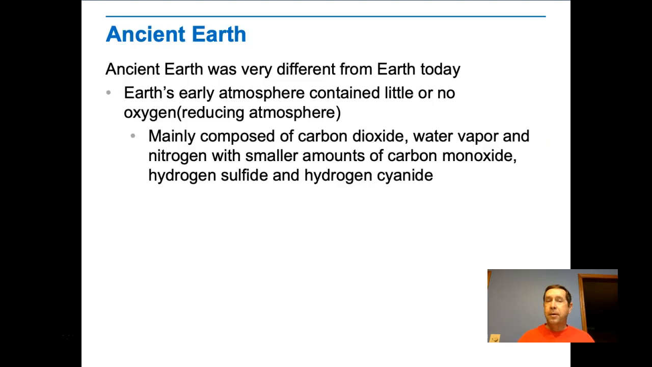So ancient Earth, like I said, was very different from Earth today. One of the major differences was the atmosphere, along with the fact that the Earth was very geologically active, lots of volcanic activity. It was much hotter, things like that. But the atmosphere had little or no oxygen. It was what we call a reducing atmosphere. That's a big deal. What the atmosphere did have a lot of was carbon dioxide, water vapor, and nitrogen, with some carbon dioxide, hydrogen sulfide, and hydrogen cyanide gases as well. And this environment allowed for organic molecules to spontaneously form and life to begin.